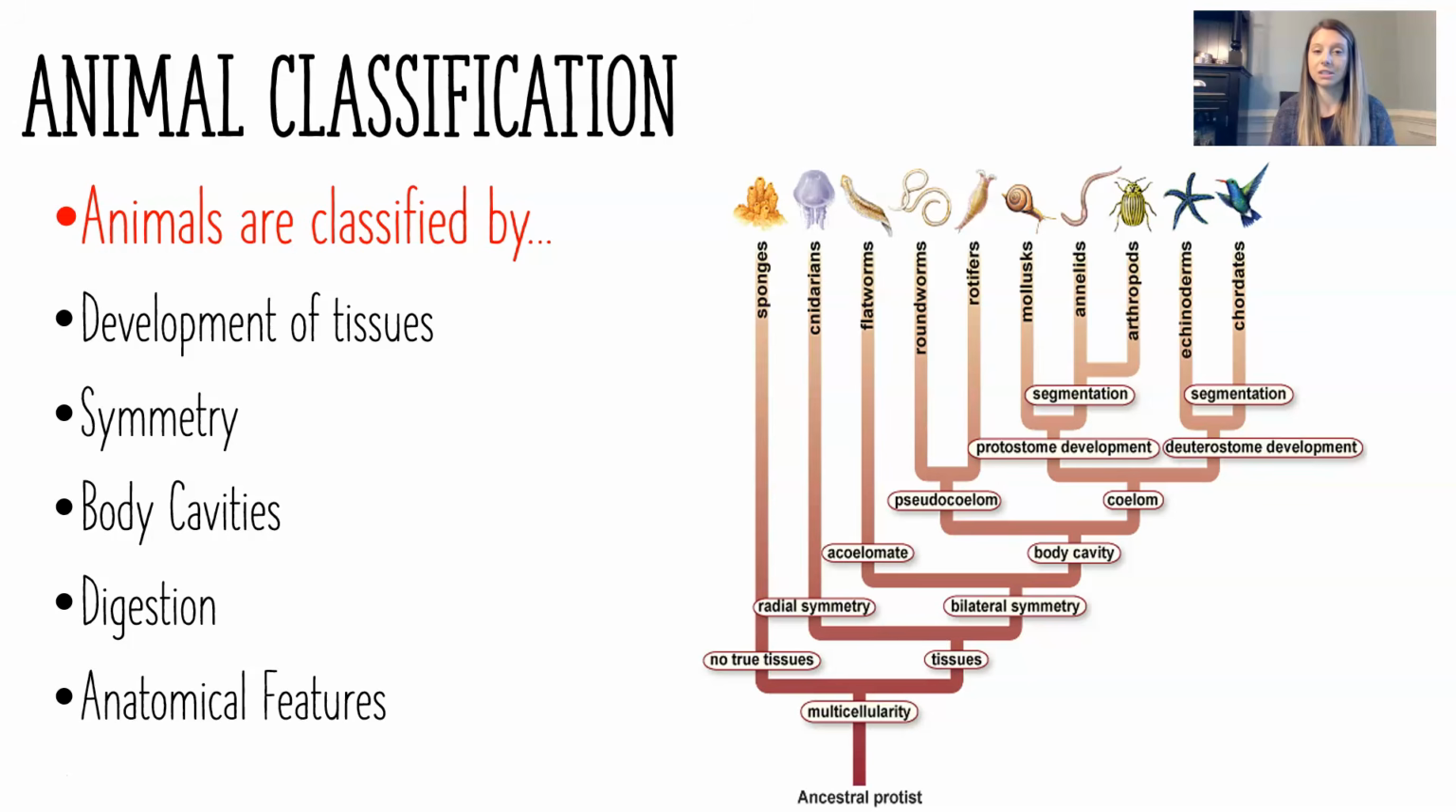Okay, this is a really important diagram and something that is really important to understand, so make sure you fill this in on your notes organizer. Animals are classified by how their tissues develop, which we just briefly talked about and we'll talk about in more detail, their body symmetry, their body plan, their body cavities, how they digest food, and their different anatomical features. So go ahead and take a minute to pause on this slide and fill in this chart on your notes organizer.